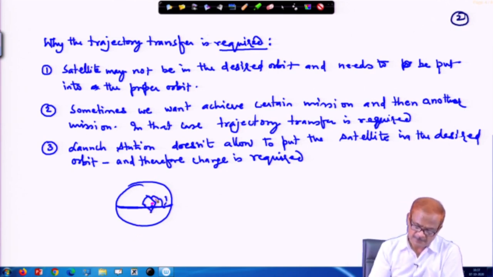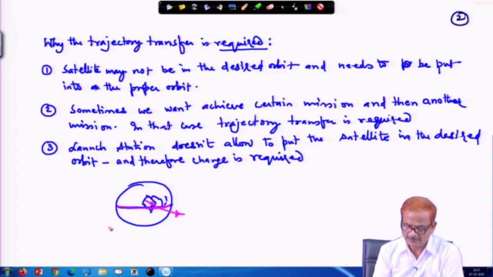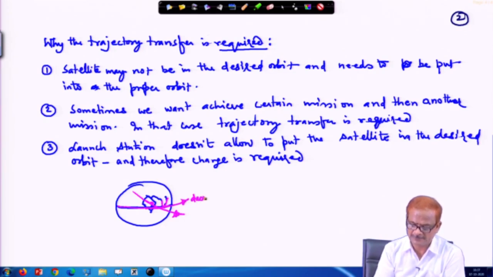Thereafter, you are also interested in launching the satellite. So, this launch station, ground station position, does not allow you to put it directly into this equatorial orbit. So first, you will launch in a certain other direction. Okay. And also you have to save other countries, so that in case the rocket fails, it does not fall over a populated area. So say you are launching along this direction, and this is not a proper direction, you need it in this direction. So this is the desired orbit direction.